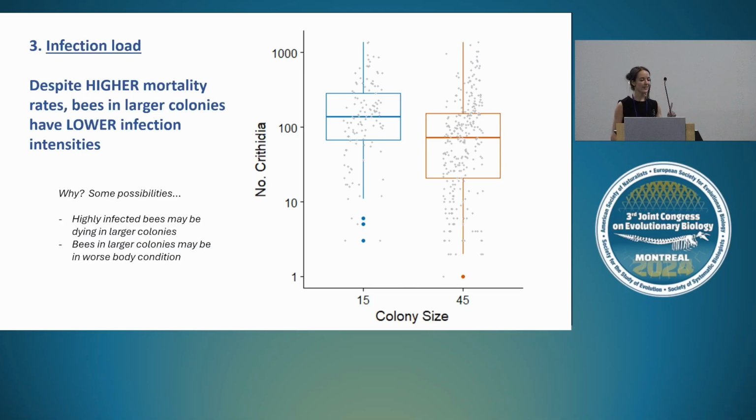It could be, one, that we can't screen the dead bees, just a limitation of the method. So the highly infected bees could just be dying off in the big colonies, making the infection load look like it's less than in the small colonies. And it could also be that the bees in the big colonies have less good body condition, and the bee's body condition affects how well the pathogen does, and so they may have less pathogen despite also having increased costs.